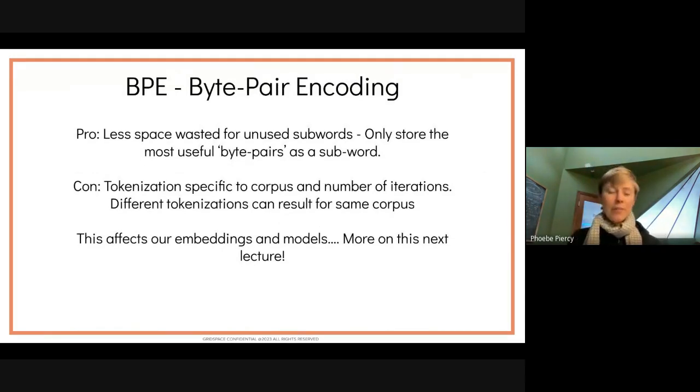Cool, so that's byte pair encoding, BPE. It means there's less space wasted for unused subwords and you only keep the most useful byte pairs. The con of this though is that your tokenization isn't generalizable. It's specific to your corpus and also to the number of iterations. If you were to do fewer iterations, you'd end up with a different tokenization. This can result in issues, as it affects your word embeddings and your models. We're going to talk more on that next lecture, but that's how we think about encoding words and subword parts for a machine to be able to understand.